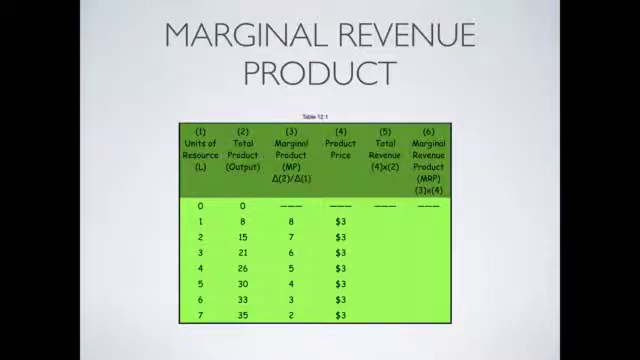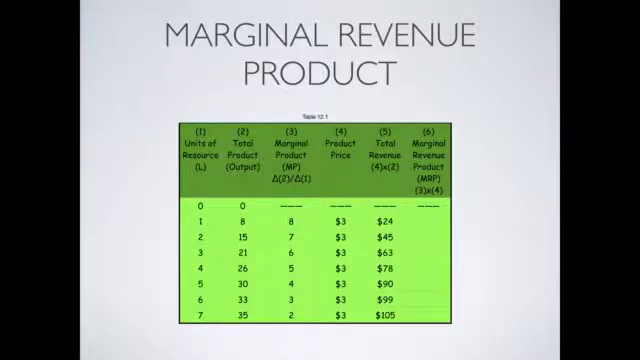So total revenue is just going to be price times my output. So it's going to be column 2 multiplied by column 4. So 3 times 8 is equal to 24. 3 times 15 is equal to 45. 3 times 21 is equal to 63, and so on. So again, we're just taking column 4 and multiplying by column 2.